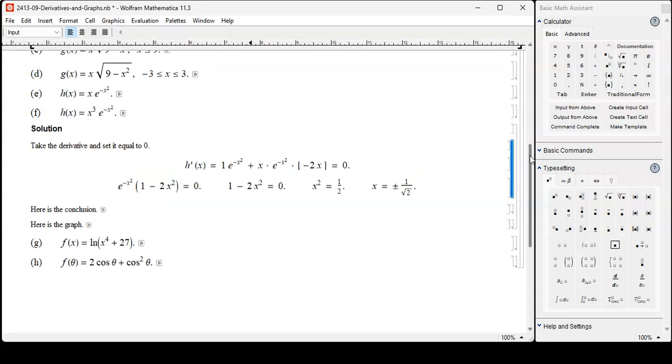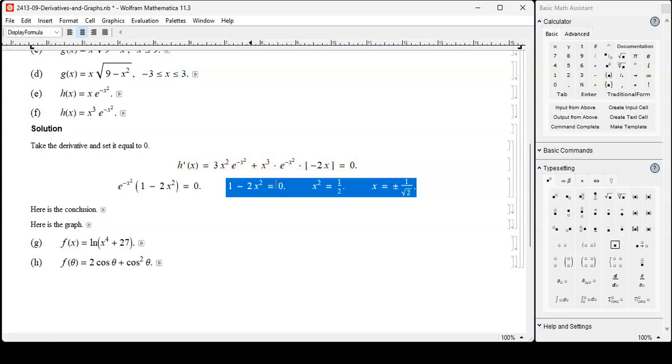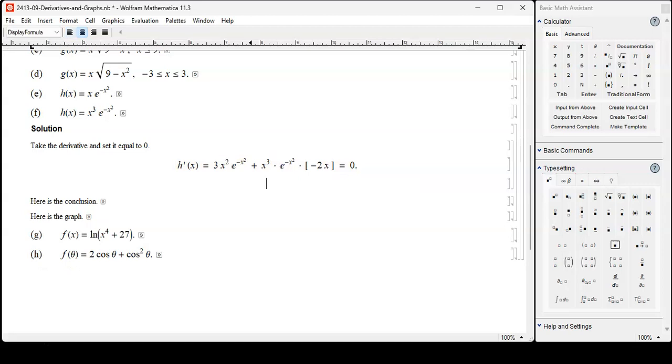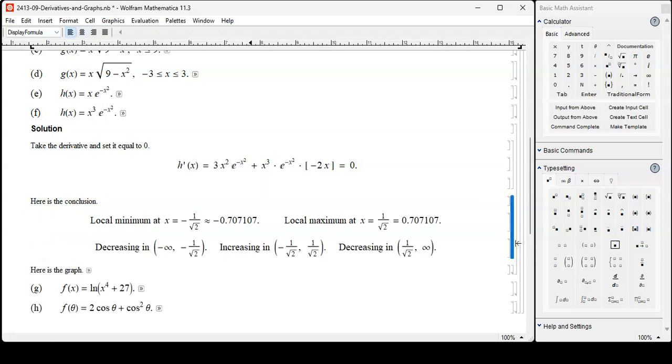Take the derivative and set it equal to 0. And let's take the derivative. Derivative of the first function, 3x squared, times the second function. And then this one, x to the third power, stays the same. And then by the chain rule, the exponential stays the same, times the derivative of the inside. Okay, all right, that's the same derivative computation. Now, what do I do here? And then, what conclusion do I get?